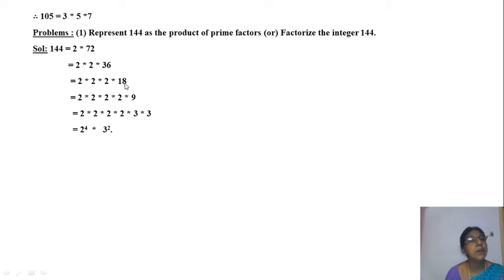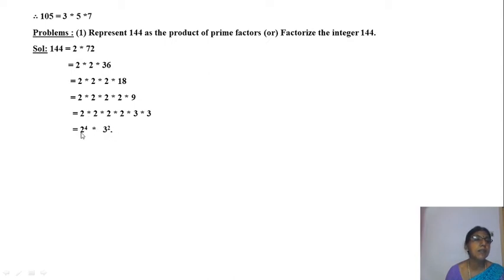Here 18 is not prime, composite number, so write it as factors. Again we wrote 2 into 9. Then 2, 2, 2, 2, 4 2s as it is. 9 is a composite number, write it as prime factors 3 into 3. Now you observe, 2, 2, 2, 3, 3 all are prime numbers. So there is no composite number here, so we stop the process here. Finally we have 2 power 4 into 3 square.